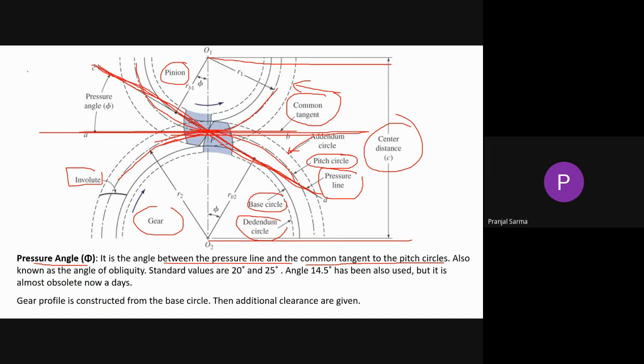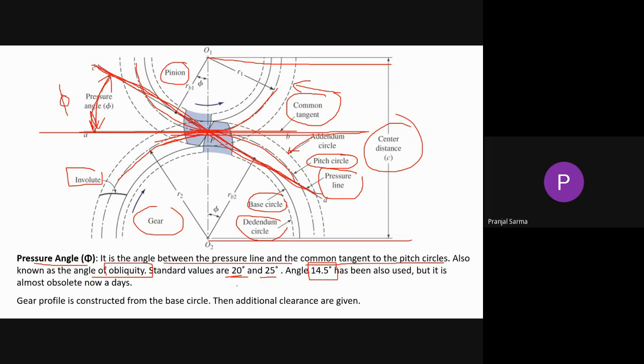Now this angle between the pressure line and the common tangent to the pitch circle is known as the pressure angle, and sometimes also the angle of obliquity. There are certain standard values, like 20 degree, 25 degree, etc. Previously 14.5 degree was another very commonly used value of pressure angle, but nowadays it is somewhat becoming obsolete, as the pressure angle is increased slightly from 14.5 up to 20 degree.